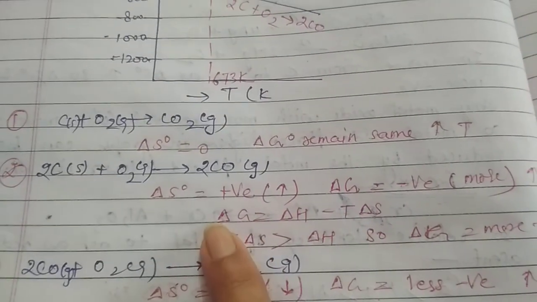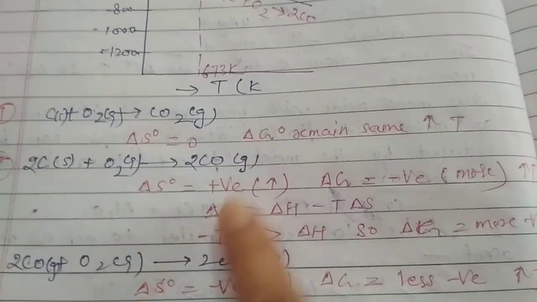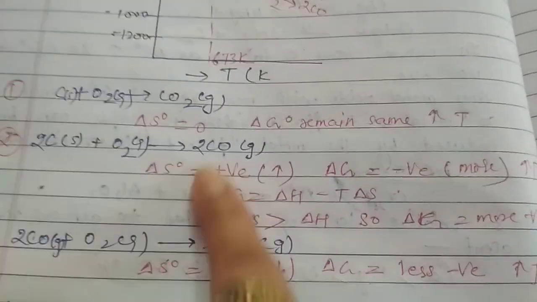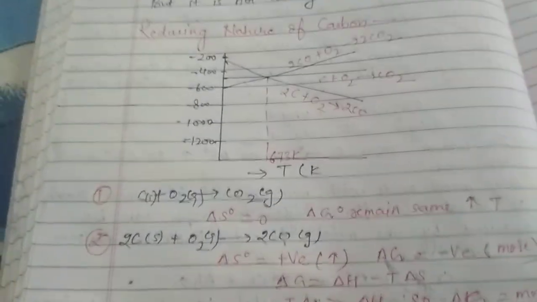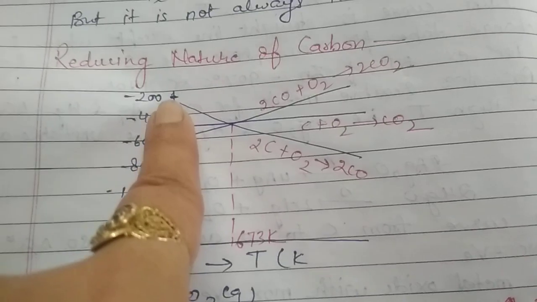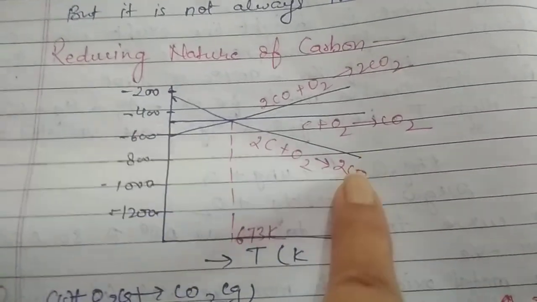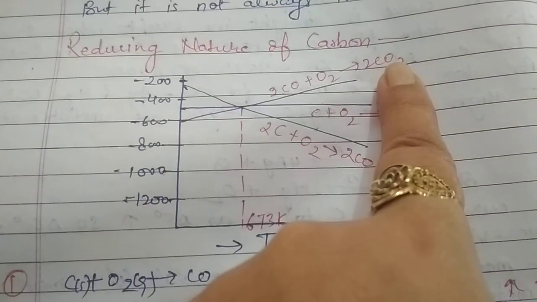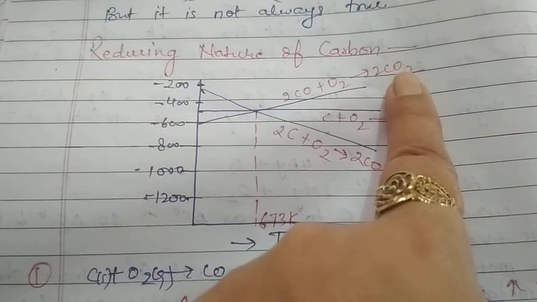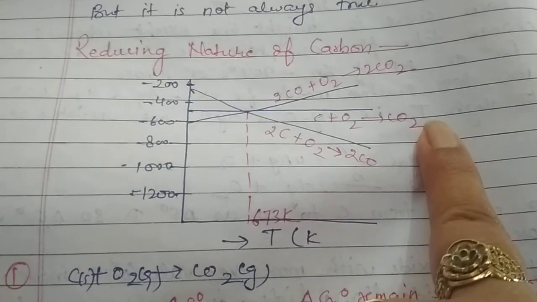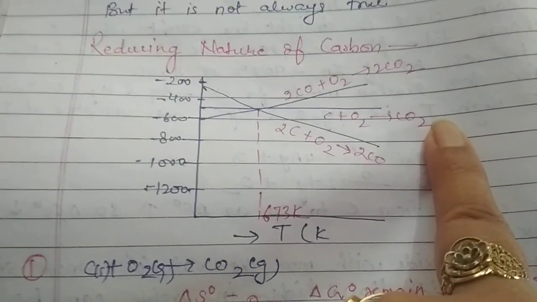It means the value of del G would be less negative on increasing temperature. So here we are able to see all the three graphs. Here in this case it is more negative. In this case, from carbon monoxide to carbon dioxide, it is less negative, from more to less. And in this one there is no change in the value of del G naught.